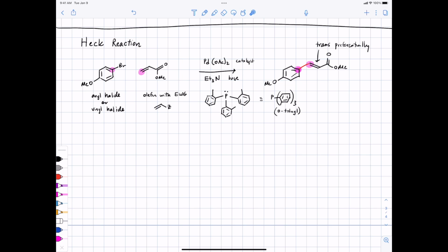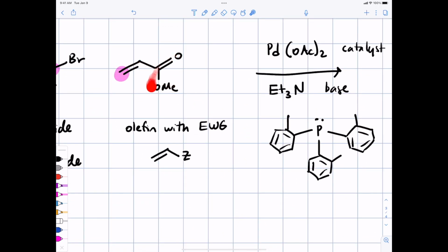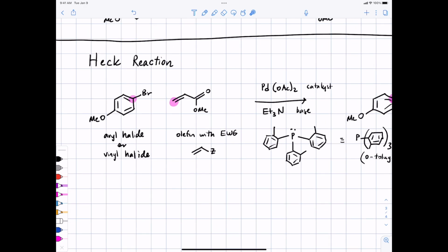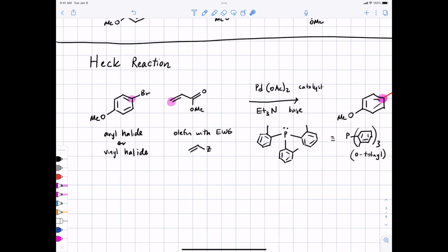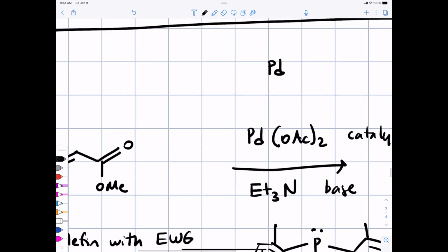You can use an olefin, though your olefin, your alkene, needs to have, in general, an electron withdrawing group attached to it. So in this case, you've got an olefin with an ester attached to it, but this electron withdrawing group could be any number of other things. The conditions for the Heck reaction involve a source of palladium. This is palladium acetate. If we were to draw what this complex looks like, it would look like this.